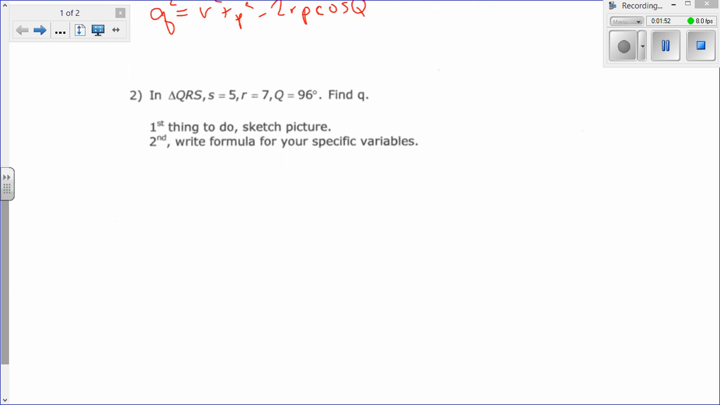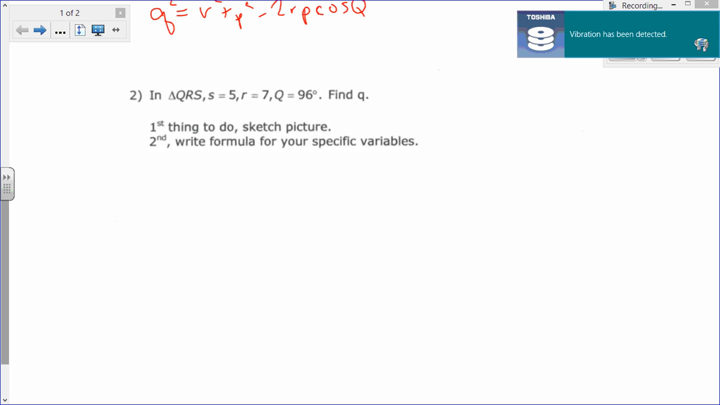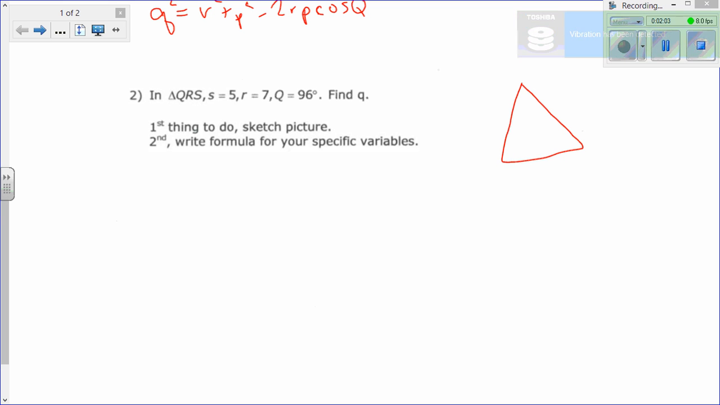For number 2, in triangle QRS, S is equal to 5, R is equal to 7, and Q is equal to 96 degrees. Find q. Well, I like to draw a picture just so I can see what we're doing. So QRS. S is 5, R is 7, Q is 96 degrees, and we're trying to find side q. So the first thing you do is sketch a picture.